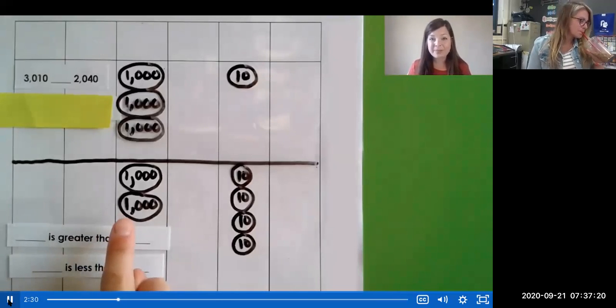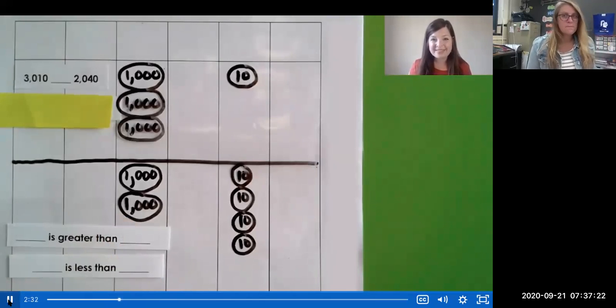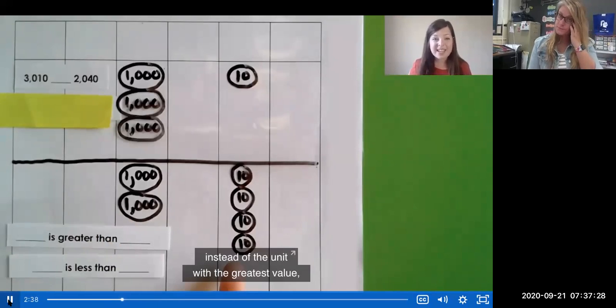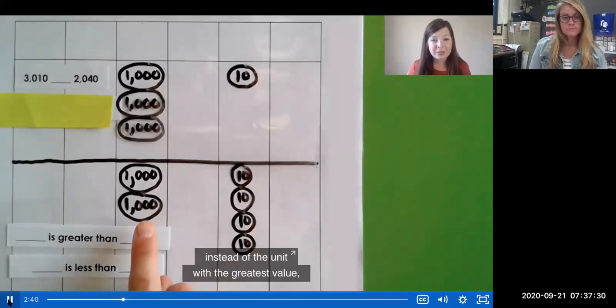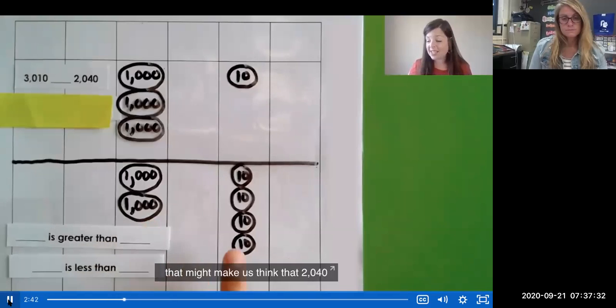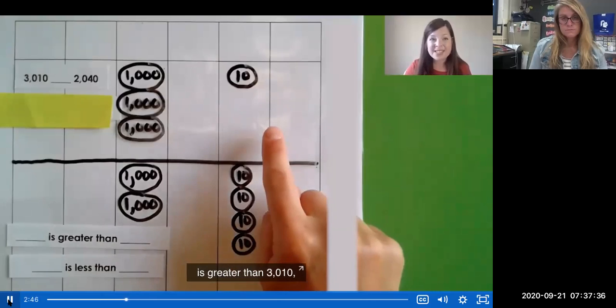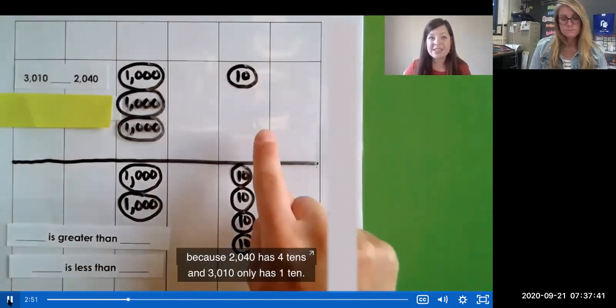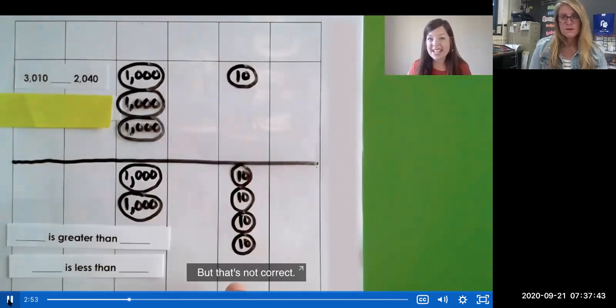Now, what would happen if we only compared the tens instead of the unit with the greatest value? You may have said that if we were to compare only the tens, that might make us think that 2040 is greater than 3010 because 2040 has 4 tens and 3010 only has 1 10. This is a common misconception, and a misconception is a mistake that students often make.